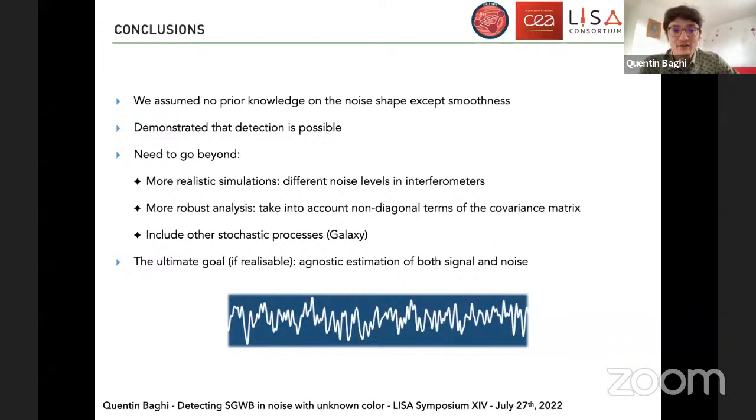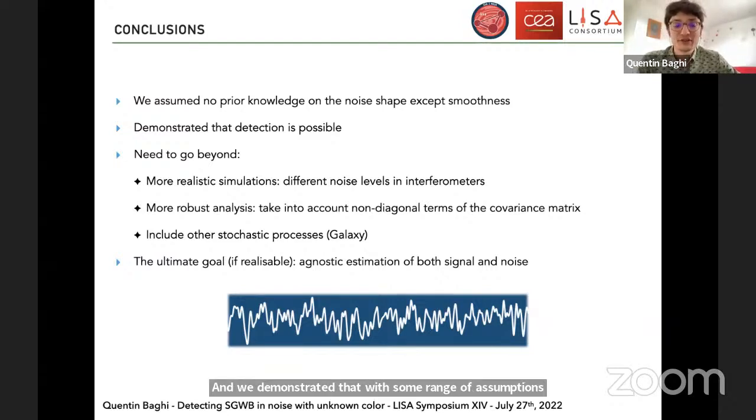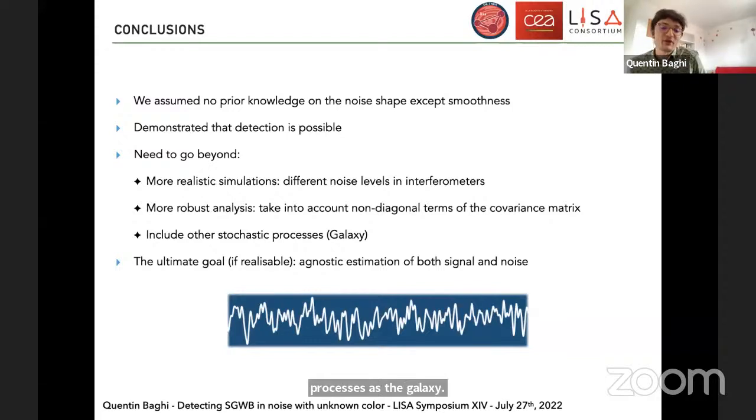And we demonstrated that with some range of assumptions, the detection is possible, but we need to go beyond, right? So we need to use more realistic assumptions, for example, different noise levels in the interferometers. And as we said before, this will force us to use models for non-diagonal terms of the covariance matrix, and also include other stochastic processes, as the galaxy is important. The ultimate goal maybe is trying to do a full agnostic estimation of both signal and noise. This is not certain to be possible, but we'll see how far we can go with this idea.